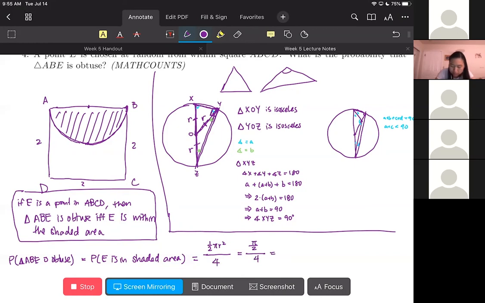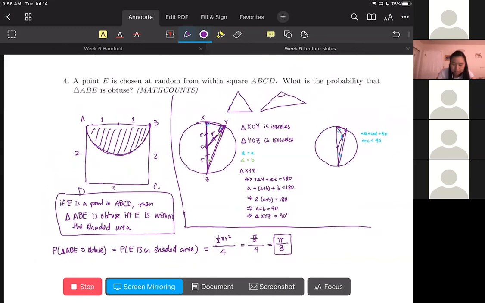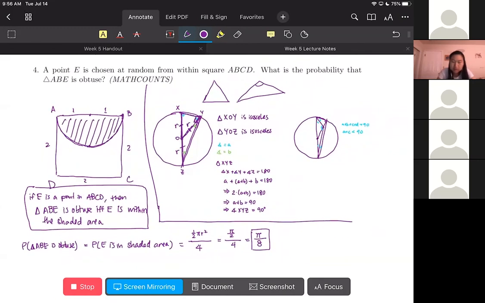The formula for the area of a circle is pi r squared. In this case, we have half the circle, so it's one half pi r squared. The radius is 1, so it's just going to be pi over 2. So the total probability is pi over 8. Any questions on this problem?